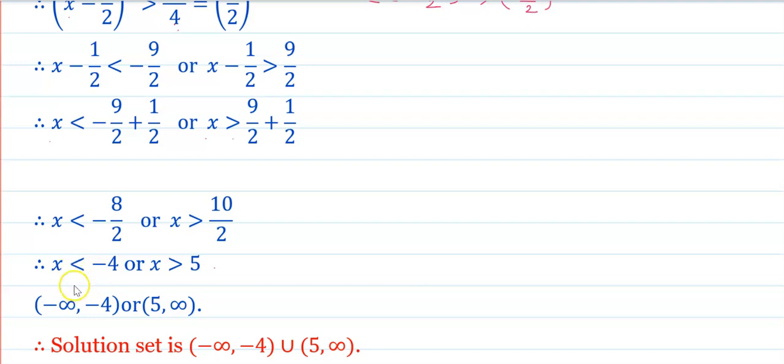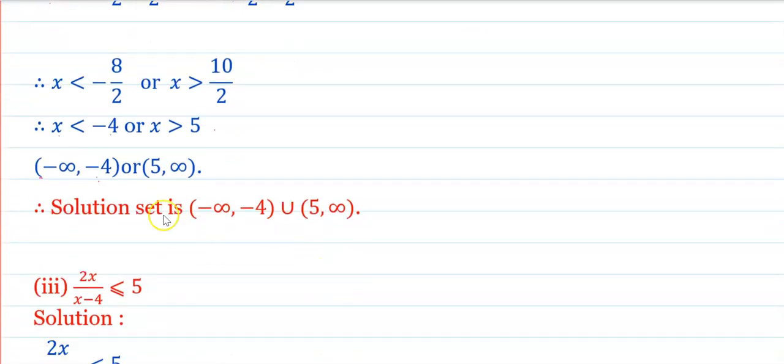What type of this x must be? It must be less than minus 4. That is from minus infinity to minus 4. Okay, it is an open interval. x is greater than 5. Therefore, 5 to infinity. It's again the open interval, and hence the solution set is minus infinity to minus 4 and the union 5 to infinity.